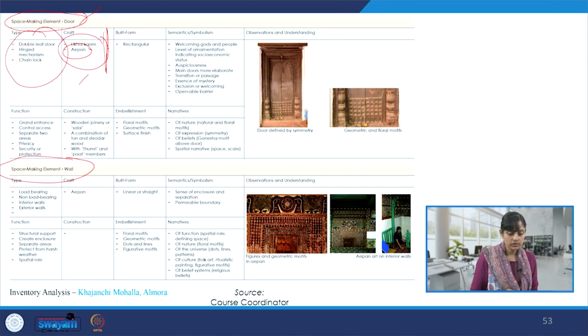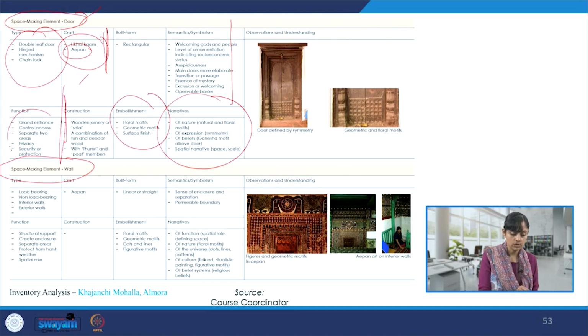What are the types of these doors? That also is mentioned again. Symbolism, what are the narratives they communicate or encompass, embellishments, how the construction is done, and what all different functions do these doors have that we see in this particular house, which is at least 300 years old, and more similar examples in this entire mohalla. So we see this kind of attributes and interrelationship between all these aspects that I am talking about.